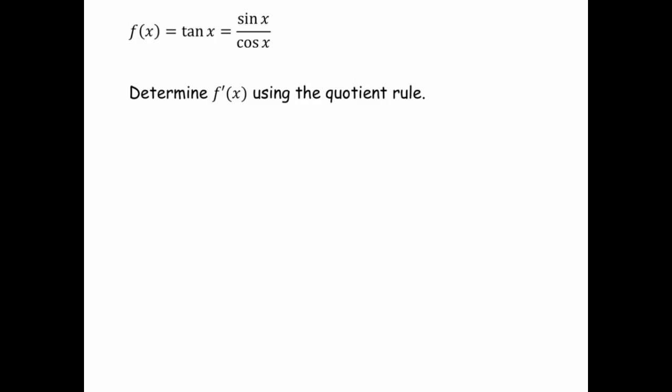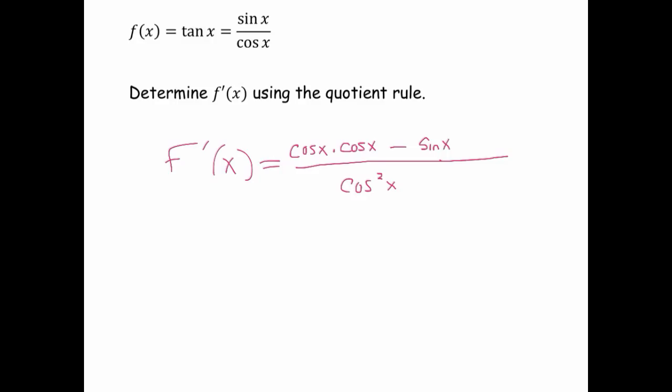So f prime of x, according to the quotient rule, is going to be the denominator squared, cosine x squared, and then it's cosine of x times the derivative of the top, which is the derivative of sine we just learned is cosine, minus the top times the derivative of the bottom, and the derivative of the bottom is the derivative of cosine, which is negative sine. And so what we get is cosine squared, and there's two negatives there, so that makes it a positive.